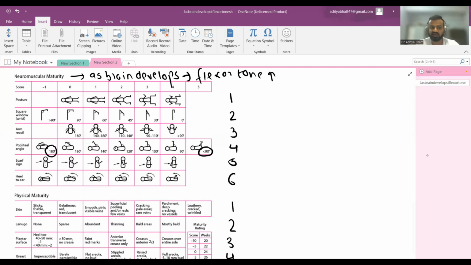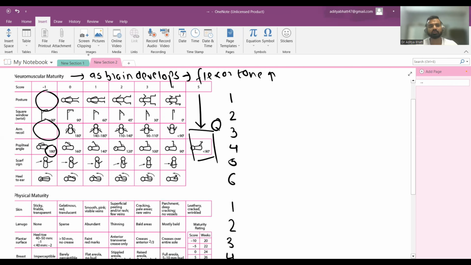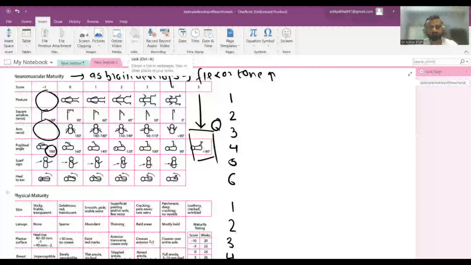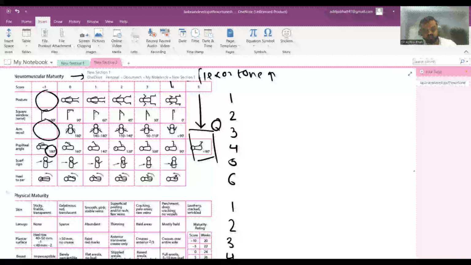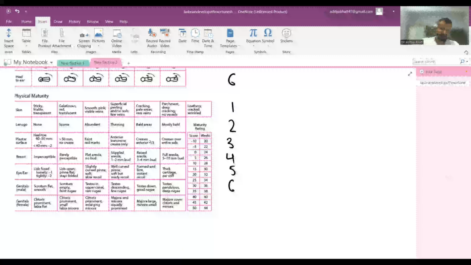Now, important here, what are the MCQs you need to remember? First, +5 scoring is given only for popliteal angle. You have to understand this. The second MCQ you need to remember is that arm recoil and posture have no -1 score. So this is what you need to remember from the Ballard score, from the neuromuscular maturity.